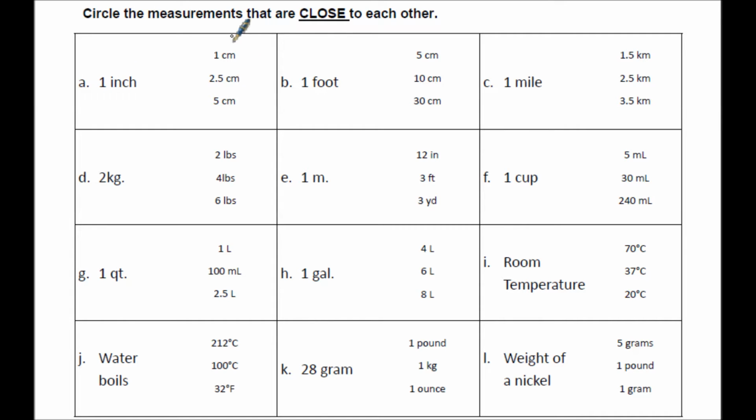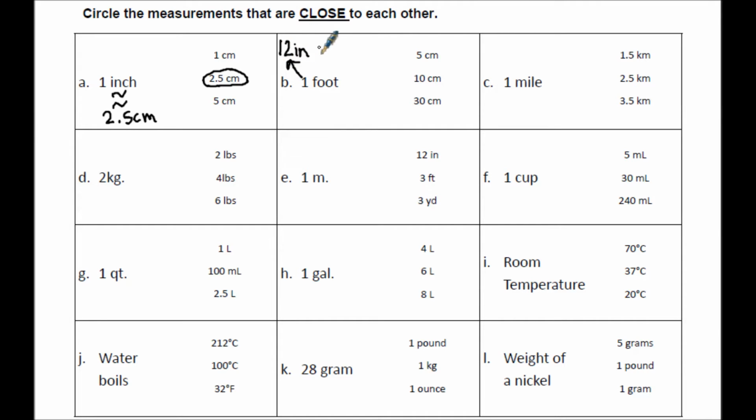You should know that 1 inch is about 2.5 centimeters. So we should write that 1 inch is about 2.5 centimeters. Now, 1 inch and 1 centimeter isn't the same because they're not the same measurements. And 1 inch and 5 centimeters aren't that small.